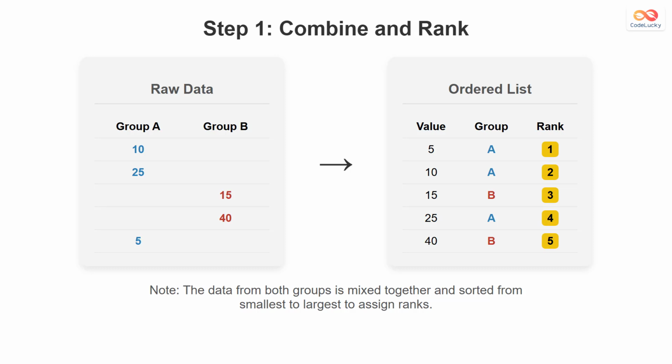Let's walk through an example. Here we have Group A and Group B with a few values. To perform the test, we combine all numbers into a single list and sort them from smallest to largest. Then, we assign a rank to each position. Notice how the smallest number, 5, gets rank 1, and the largest, 40, gets rank 5.